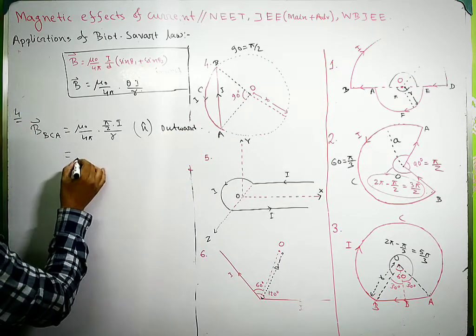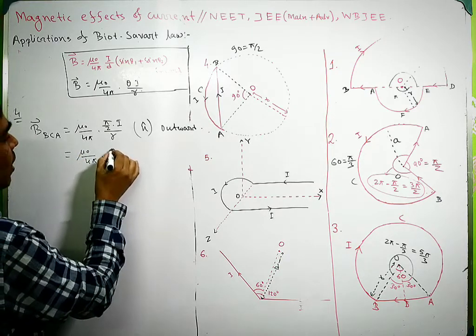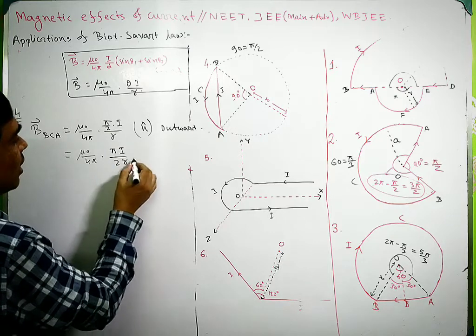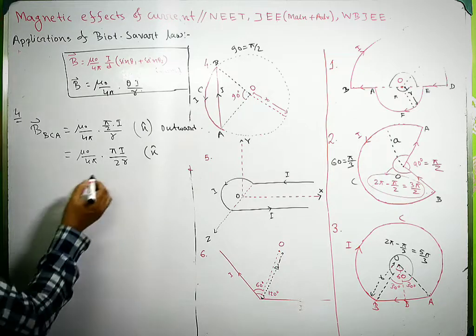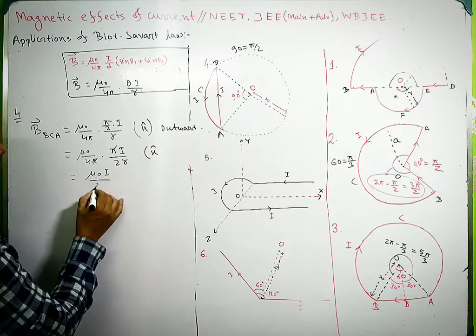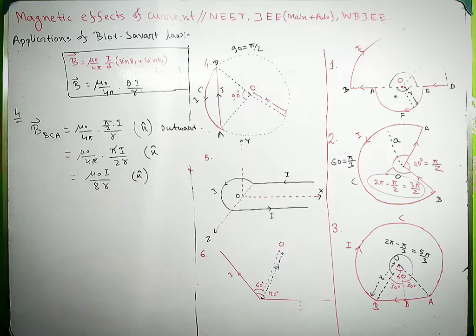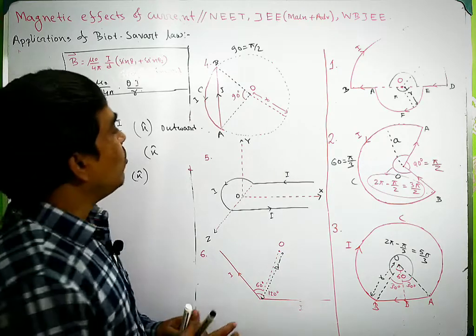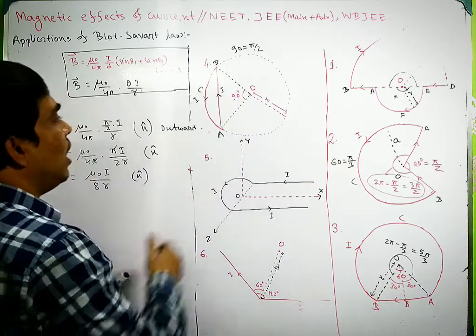So it will be mu 0 by 4 pi into pi I by 2R, k cap. So pi cancels out, so mu 0 I by 8R, and the direction of the magnetic field is along the z axis. Okay. Now the magnetic field for the AB portion at O point.